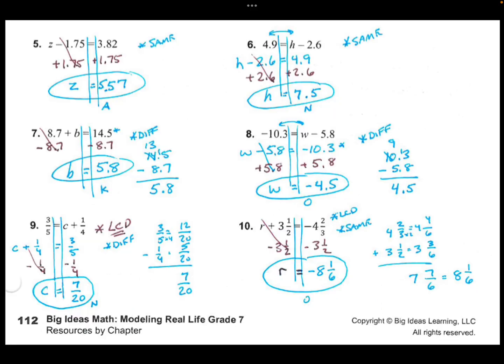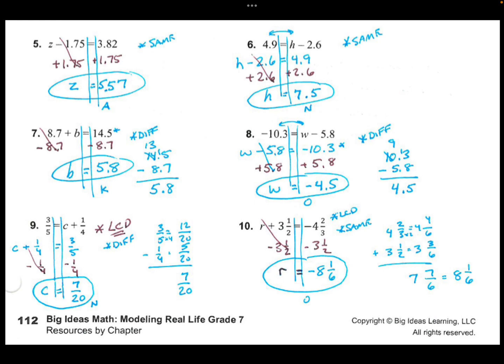As we look at number 5, you are going to add 1 and 75 hundredths, and I lined up my decimal points as I did, and it's just a positive plus a positive, so you get z equals 5.57. Number 6, now you can flip it around or you can leave it exactly the way it was, but in this case, h was on the right. You need to add 2.6 to get rid of what's next to h, and so you're adding 2.6 and you get 7.5. On number 7, you're going to subtract 8.7 on both sides, gives you 5.8.